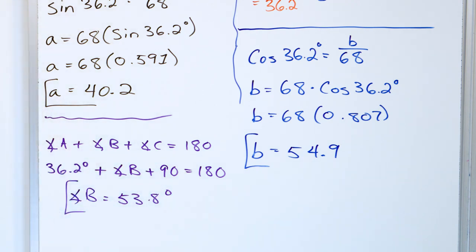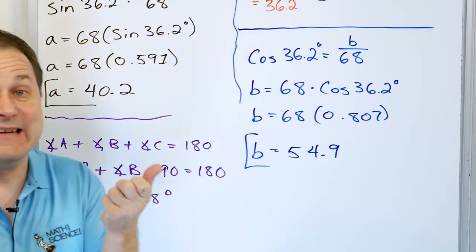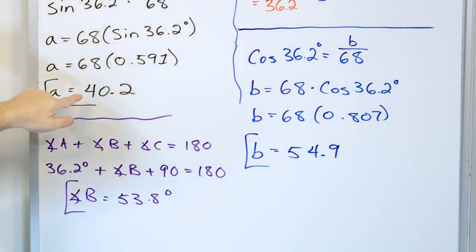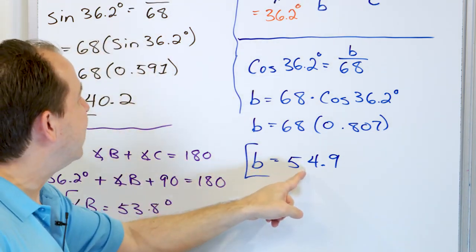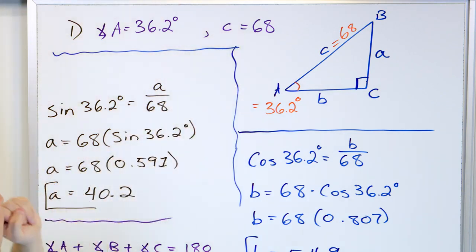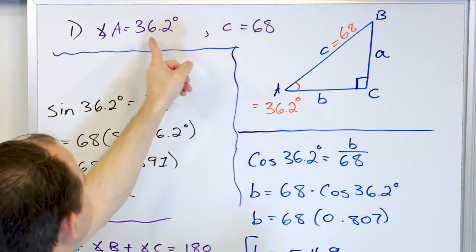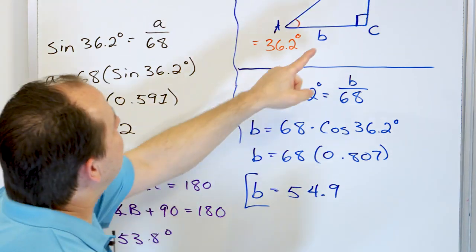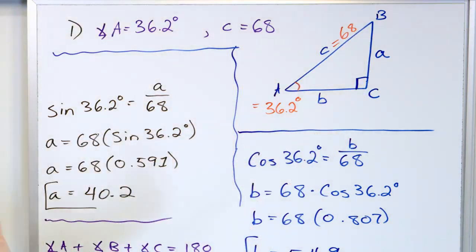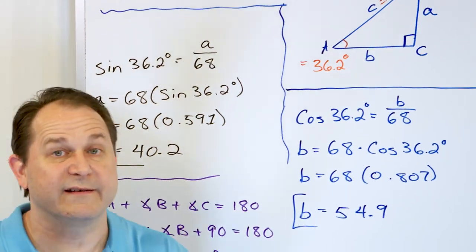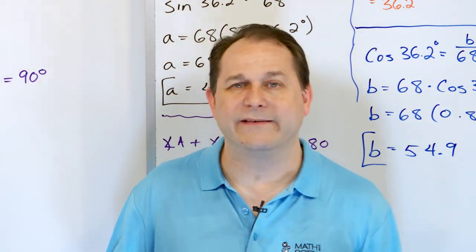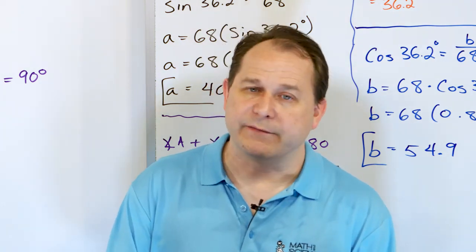So we ask ourselves, have we solved the right triangle? There are 6 unknowns: 3 angles, 3 sides. Side A is 40.2, side B is 54.9, side C is 68. Angle A is 36.2, that's given. Angle B is 53.8, that's given. Angle C is 90 degrees, that's also given, because all of the problems in this lesson involve right triangles, so one of the angles is always already given. And that's how you solve the problem.